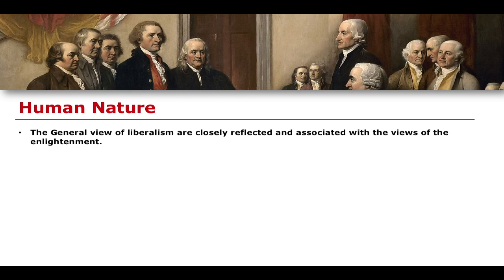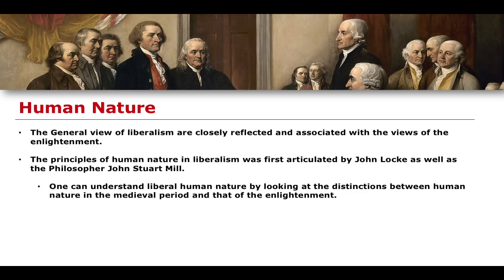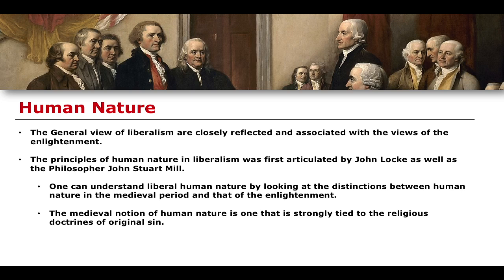So, fundamentally, the general view of liberalism is that we see quite a lot of reflection and connection, shall we say, and association with the views of the Enlightenment. And this general view of liberalism, closely reflecting and associating with the Enlightenment, informs the basic principles of the early liberals, people like John Locke, philosophers such as John Stuart Mill. And one can understand the liberal lens through which human nature is viewed by looking at the distinctions between human nature in the medieval period, in the traditions of medieval philosophy, and the way human nature is viewed and understood in the Enlightenment.